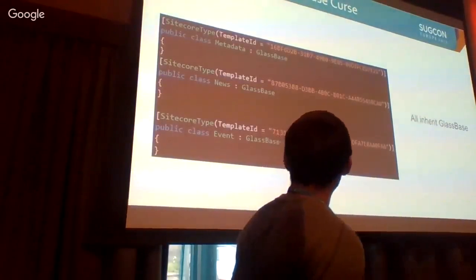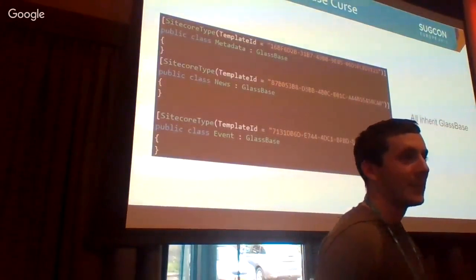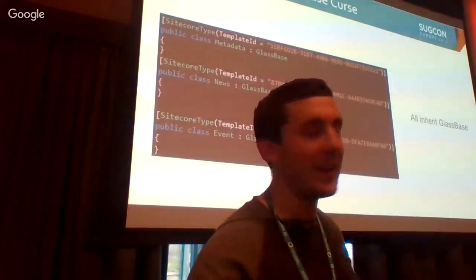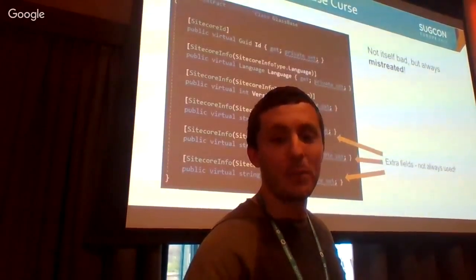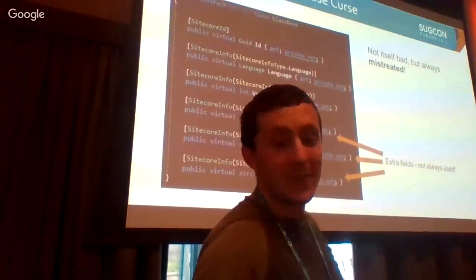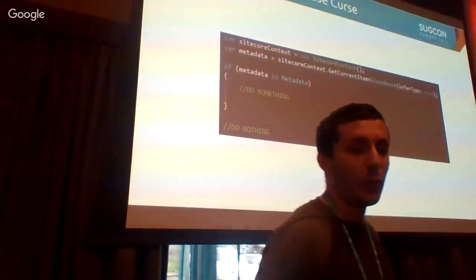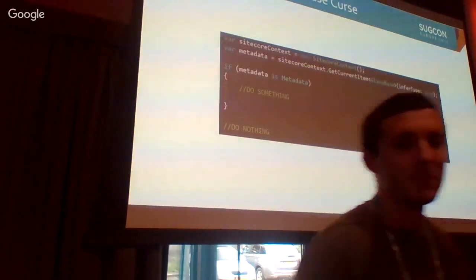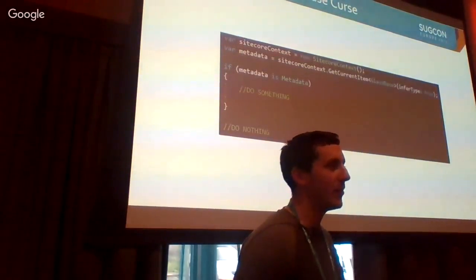And then what we have is everything inherits from it. Everything. So can you see where this is going to go? If everything inherits from it and everything's got a template ID, yeah, so we've talked about that one. What we end up with is this inferring type issue, where everyone goes, give me a Glass base and infer something.